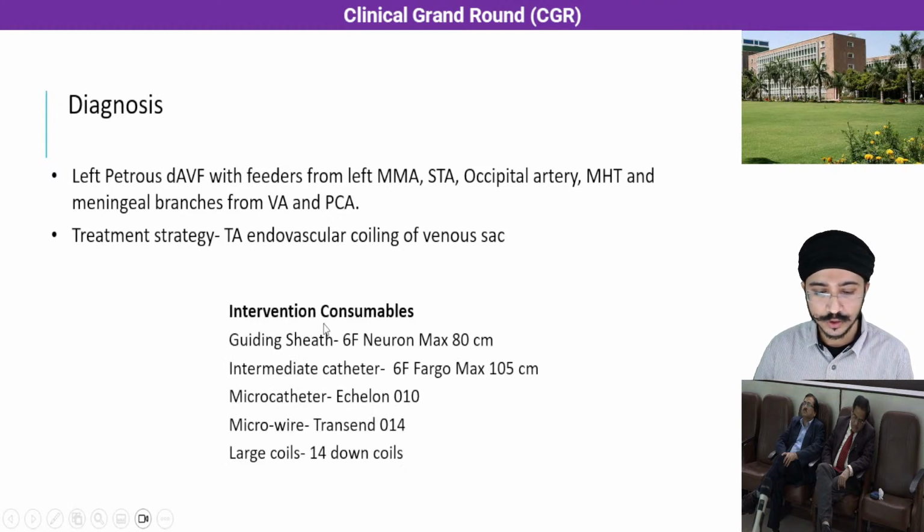These are the intervention consumables that we used in this case. The guiding sheath was a 6 French Neuron Max 80 centimeter. The intermediate catheter was a 6 French Fargo Max 105 centimeter. The microcatheter was Echelon 010. The microwire was Transcend 014. And for the coils, 14 coils were used.